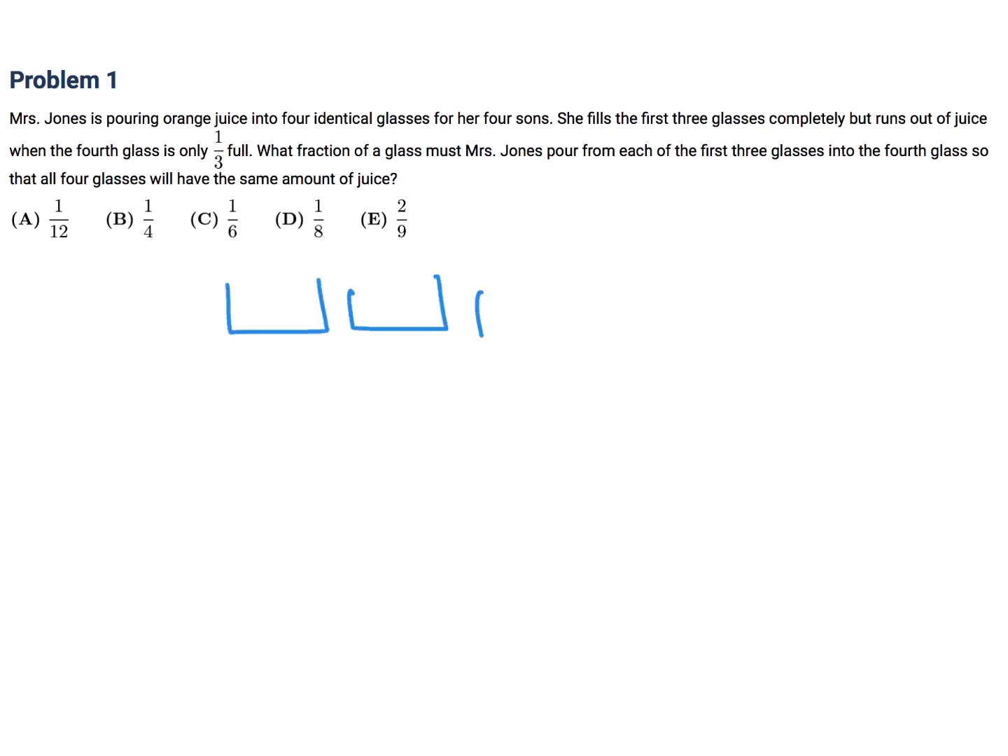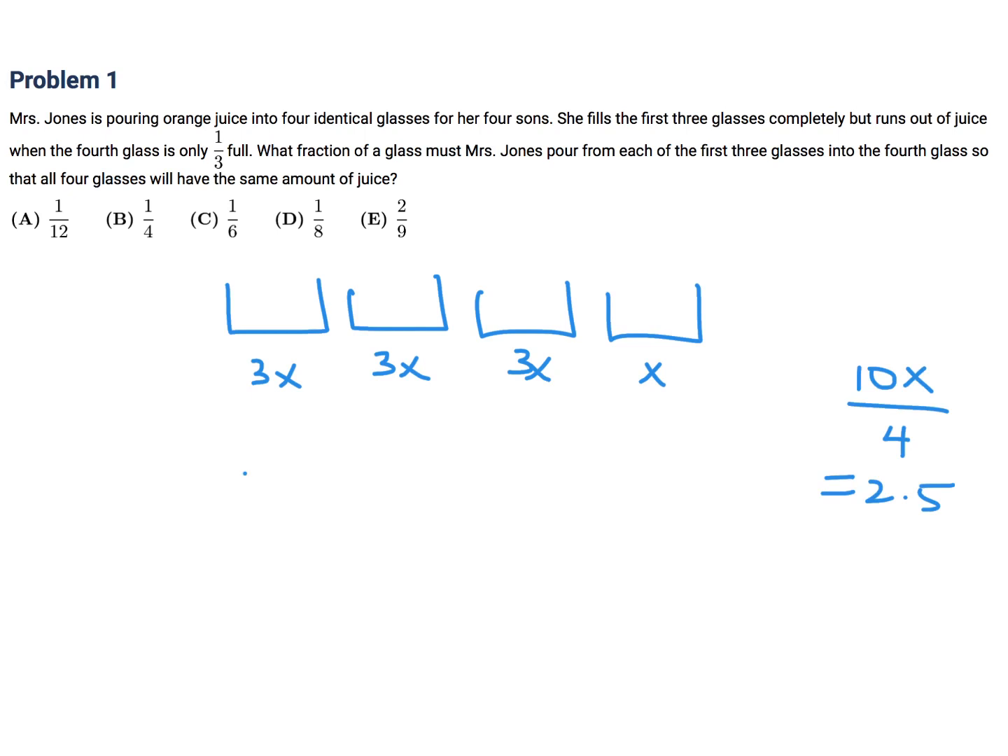1 glass, 2 glasses, 3 glasses, 4 glasses. So we've got 3x, 3x, 3x, and x according to what they tell us in the question. If we add this all up, this is actually 10x. So if we want all 4 glasses to have an equal amount, they've got to have 10x divided by 4 each, which is 2.5x. So what we want basically is each of them to have 2.5x.